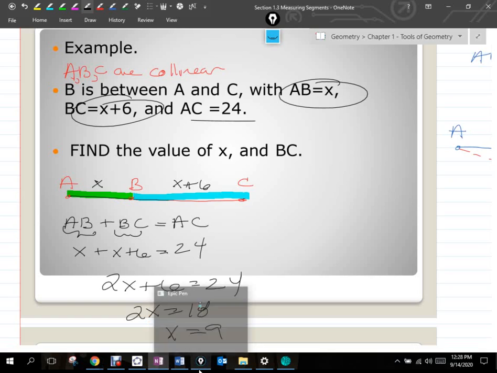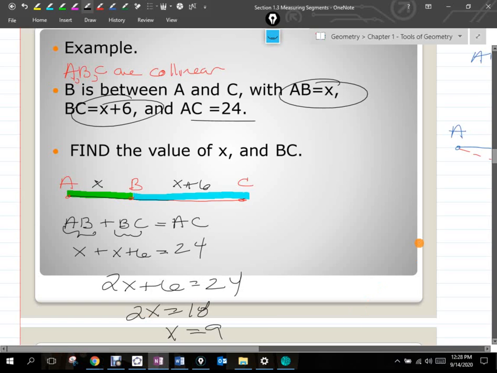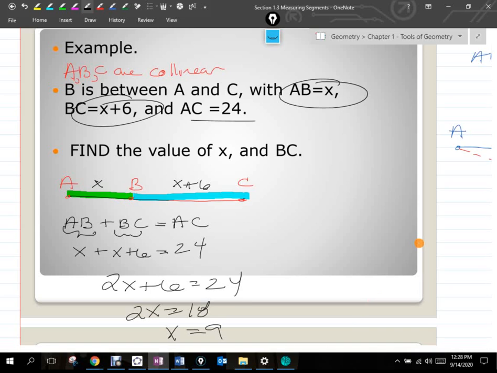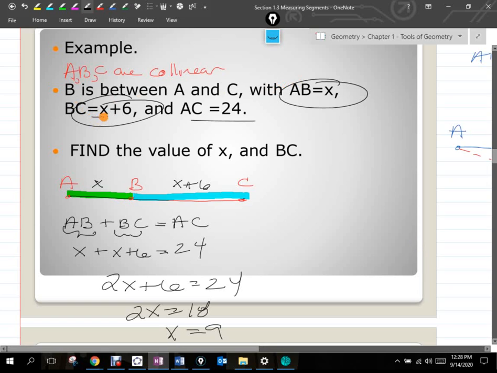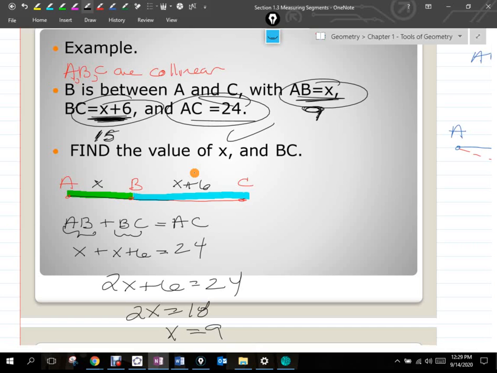X is 9. Okay. Now in this one I do ask you for X, but I also ask you for BC. So when I take X and I plug it back into BC, what's that going to give me for BC? Plug in 9 there, it's going to give me 15. Okay. Plug in 9 there, it gives me 9. What's 15 plus 9? 24, and there's your check. That's something we can do. Okay. It doesn't really get much more difficult than that.